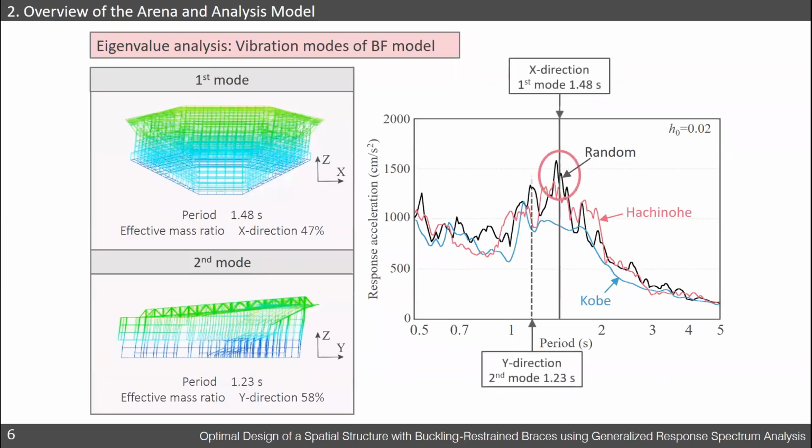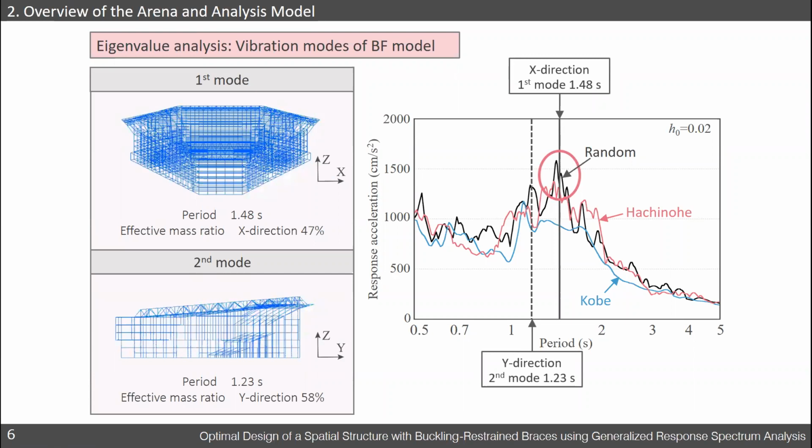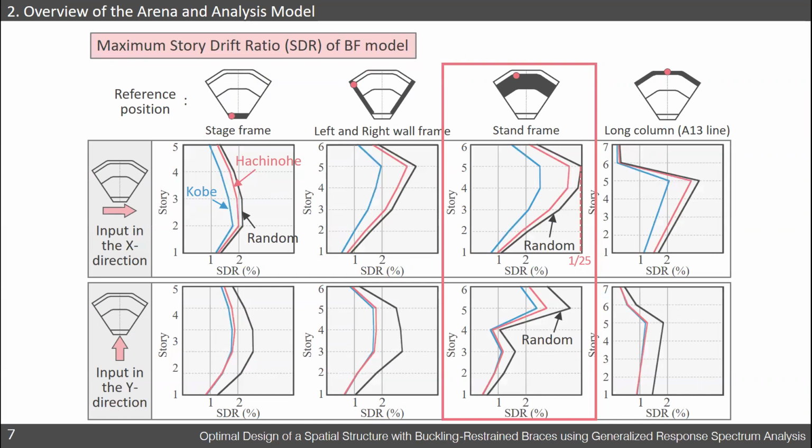As shown in the right figure, the first and the second natural periods of the bare frame model correspond to the peak of the response spectra of the design waves, considering the soil structure of the construction site. And the story drift response of the stand frame against the random wave is the largest, because this frame is relatively heavy. The BRBs were optimized against the random waves.